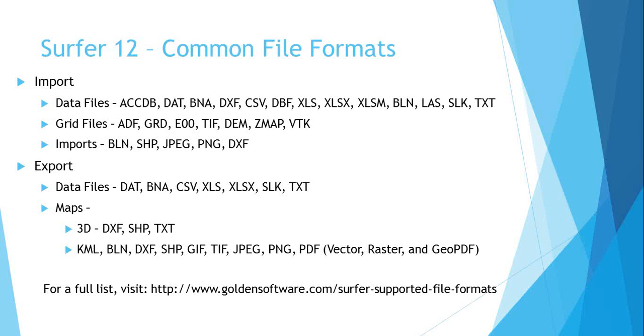Data can then be exported in the form of CSV, Excel file, or a text file. And the maps can be exported as either a 3D shape, a 3D DXF, a 3D text, or 2D KML, which can then be used in Google Earth, or a DXF or PDF, including a vector raster and a GeoPDF. The full list of supported file formats can be found online.